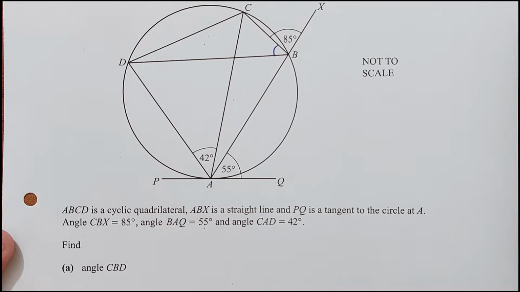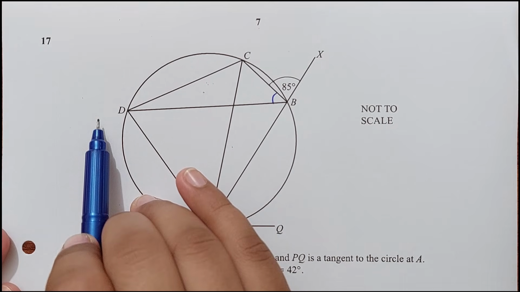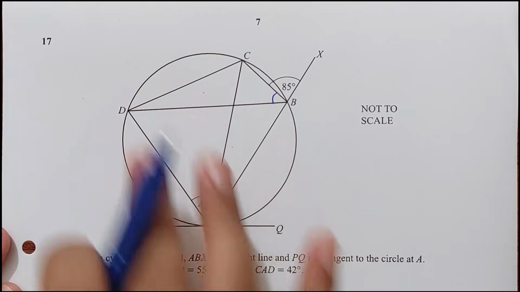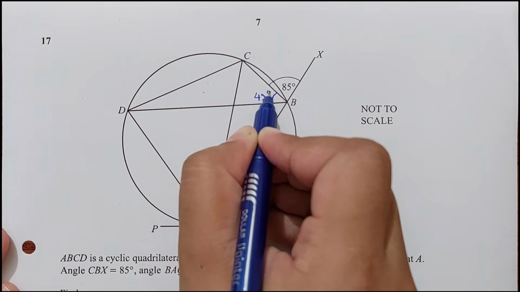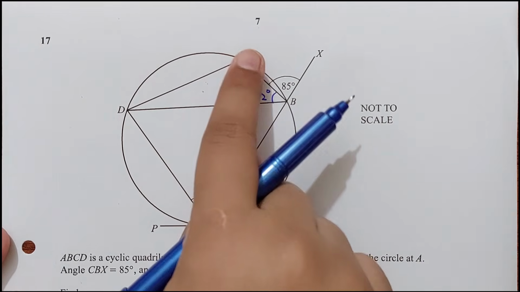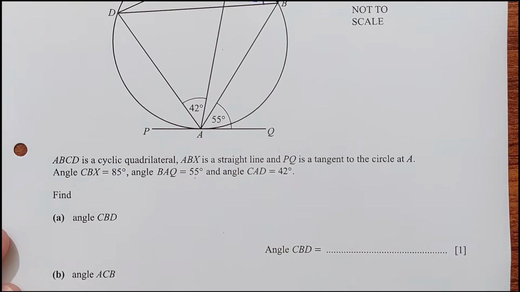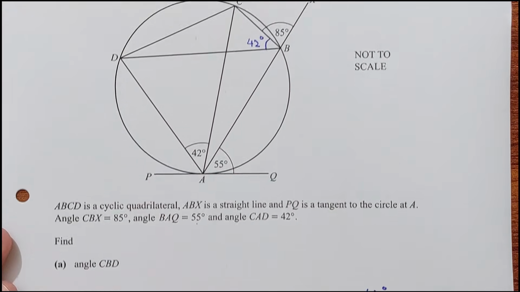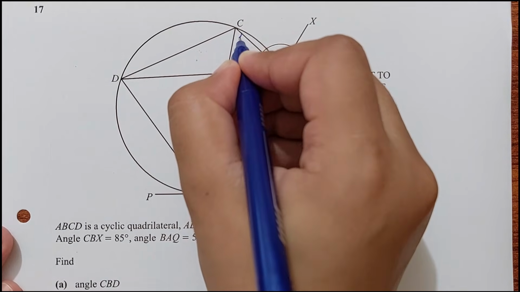All right. Okay, so the angle CBD and angle CAD, they are the same because angles subtended by the same arc are equal, right? So CBD and CAD are both the same. This is 42, right? Now angle ACB, this angle, right?